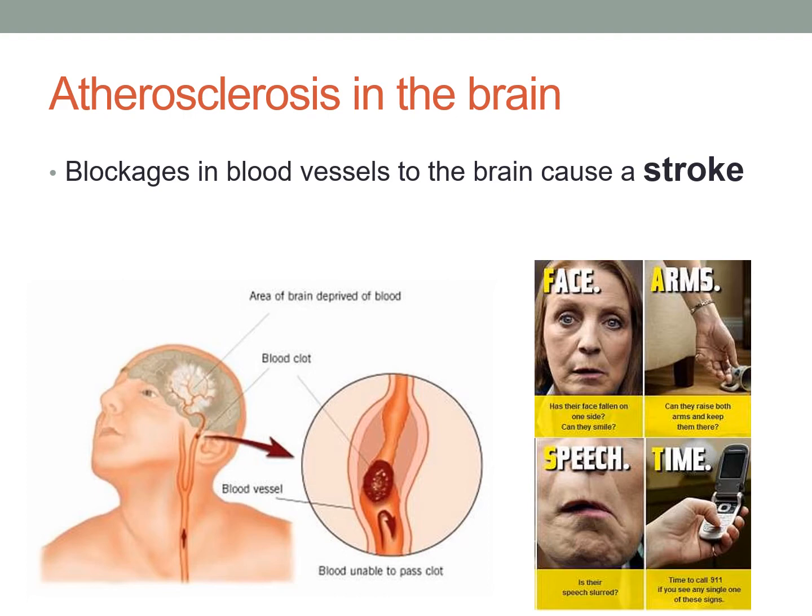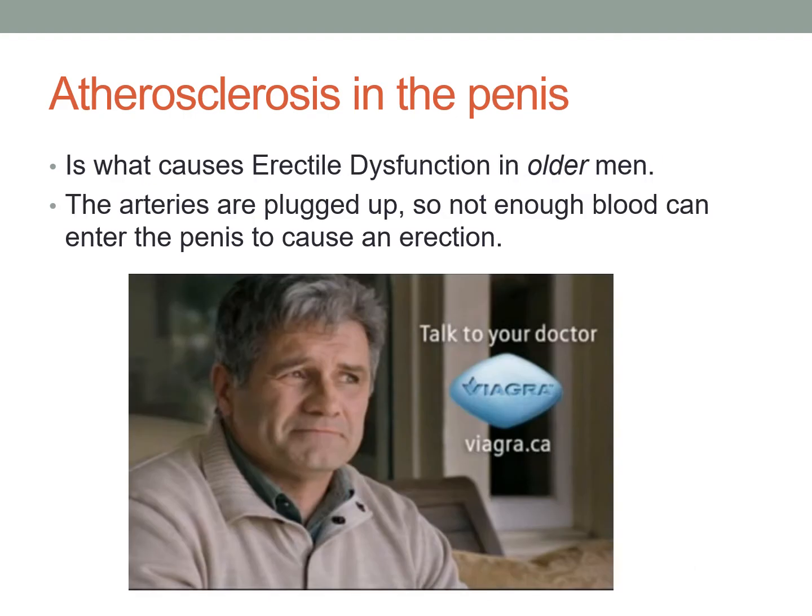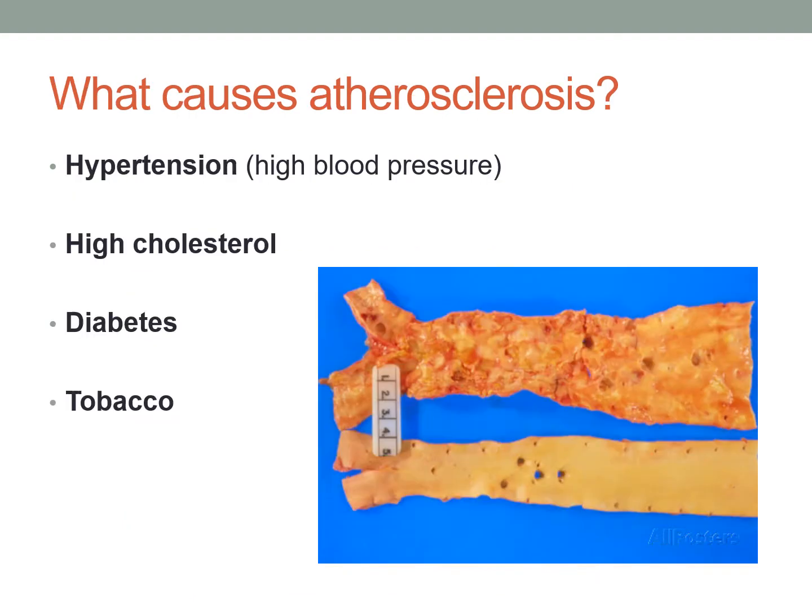Okay? You can also have atherosclerosis in the penis, and that causes erectile dysfunction in older men. Erectile dysfunction in younger men is caused by other things, right? So anytime you can't get good blood flow into a part of your body, it is going to experience problems. So we want to avoid atherosclerosis, right? We want to keep our arteries nice and clean on the inside. This is a normal aorta as it travels down the body cavity.